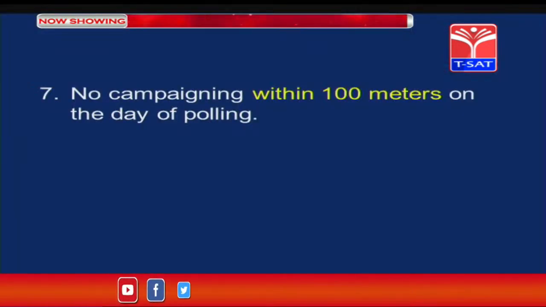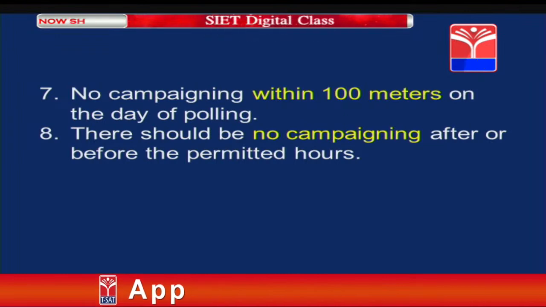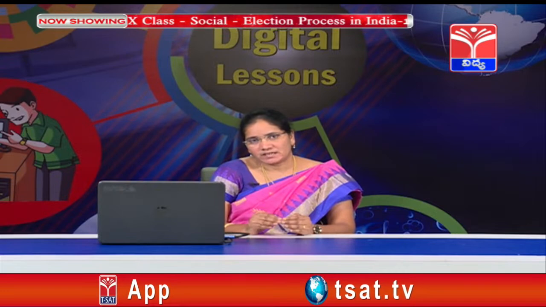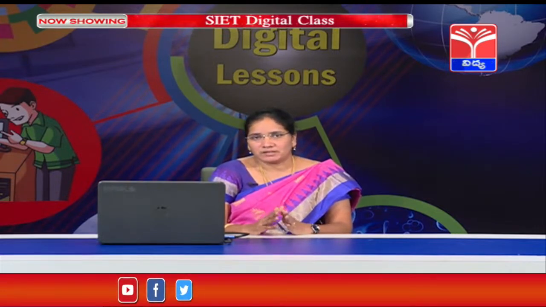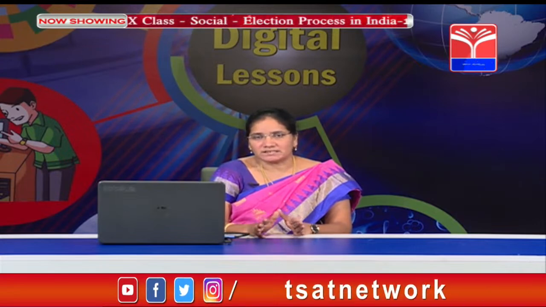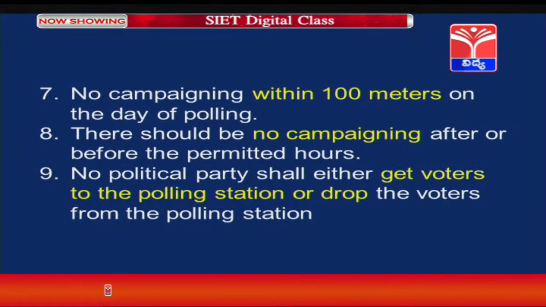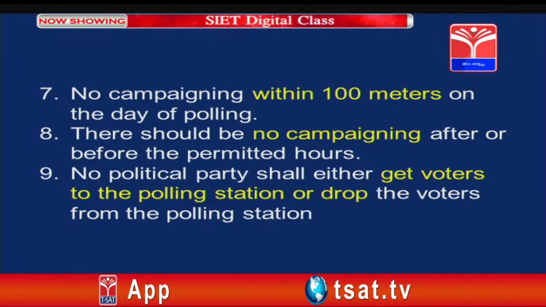Seventhly, no campaigning within 100 meters on the day of polling. Next, there should be no campaigning after or before the permitted hours. The Election Commission has prescribed specific time period for campaigning. So, the political parties must not exceed before or after that period. And no political party shall either get voters to the polling station or drop them from the polling station.